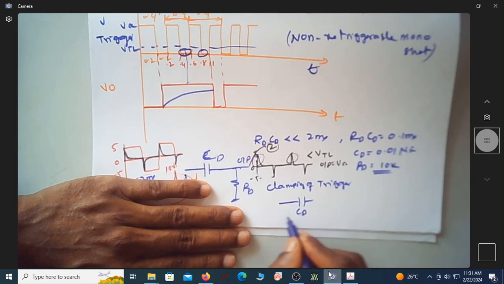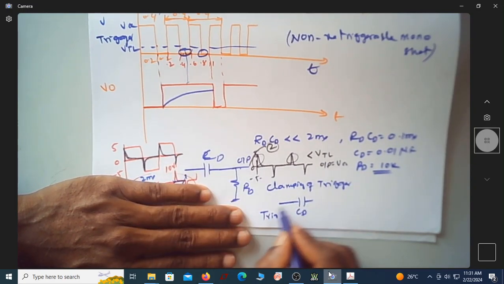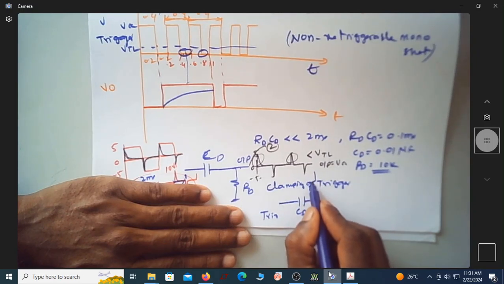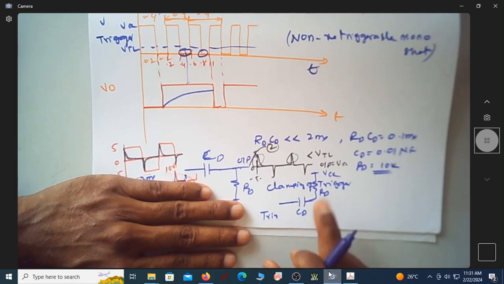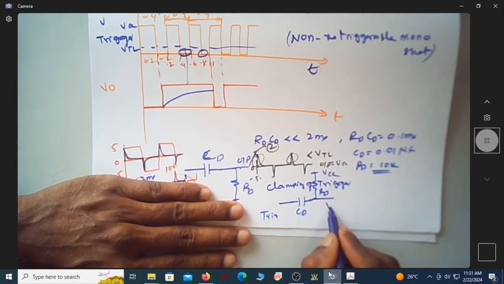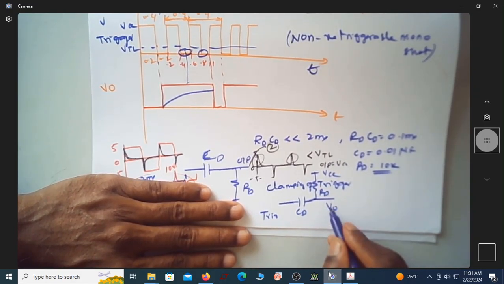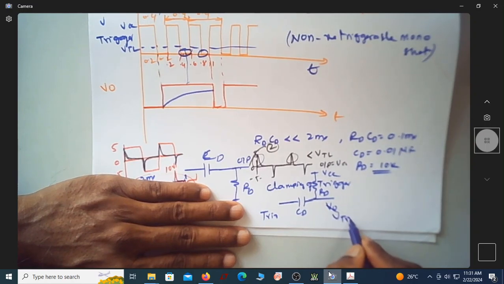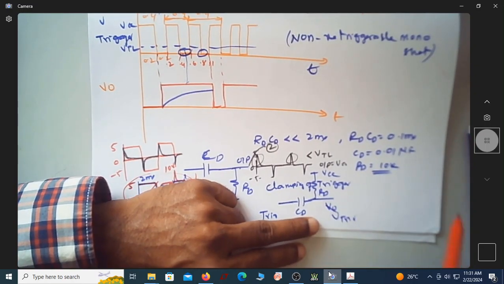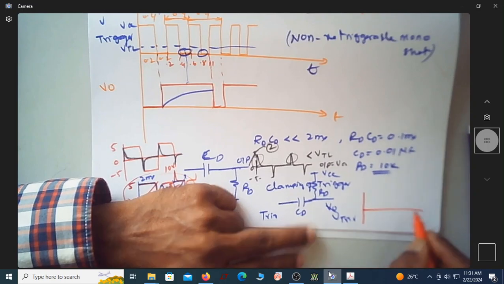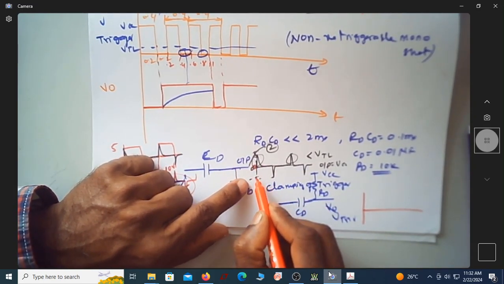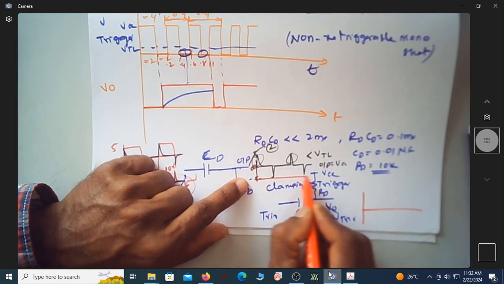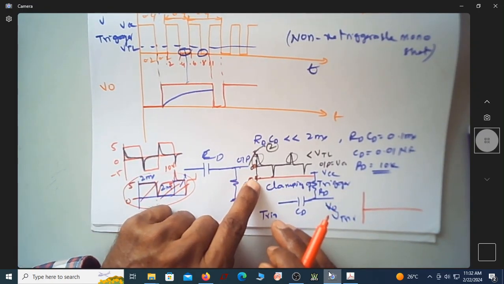So this is CD, this is my trigger, it's the same trigger signal. Instead of grounding, I'll connect this RD to VCC, and I will see the output voltage here. What is the V trigger you have here? It is the same waveform, but instead of having this at 0, it is shifted, now this is 0, this is now phi.